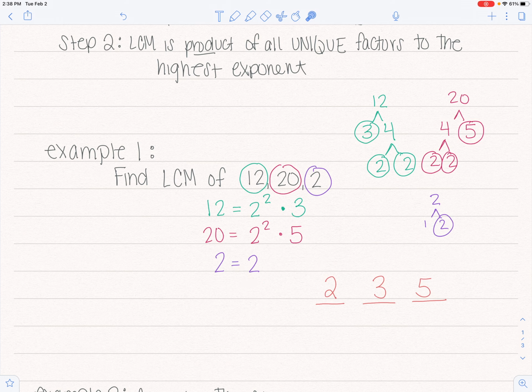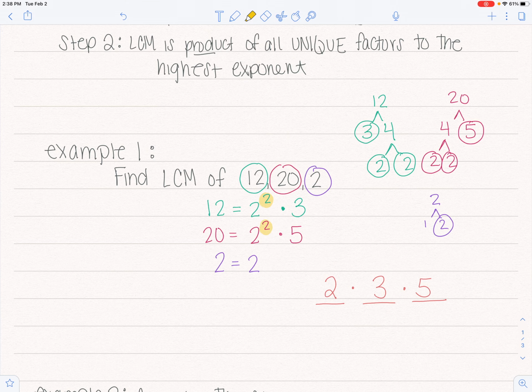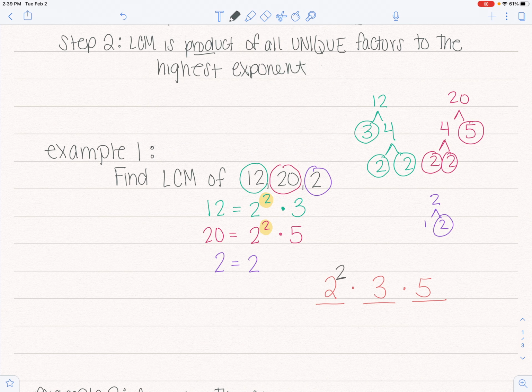Now it says it's the product of all unique factors. Okay, so I'm going to put in multiplication. And then furthermore, step 2 says it's the product of all unique factors to the highest power, to the highest exponent. So I'm looking over here in the 2's. What's the largest exponent on 2? Well, you can see that it is a 2. Now, because it happens twice, I don't really care. I just care what's the highest exponent. So that's going to be a 2. I do the same thing with 3. What's the highest exponent on 3? Well, there isn't one, so I'm going to leave that as 3. The highest exponent on 5? Well, there isn't one, so I'm going to leave it as a 1.